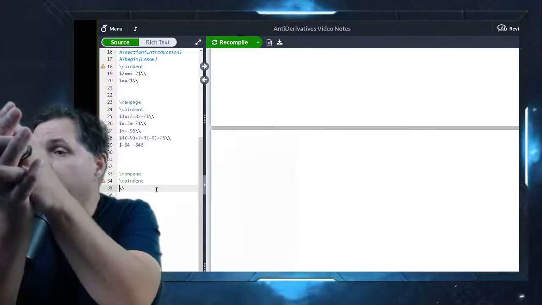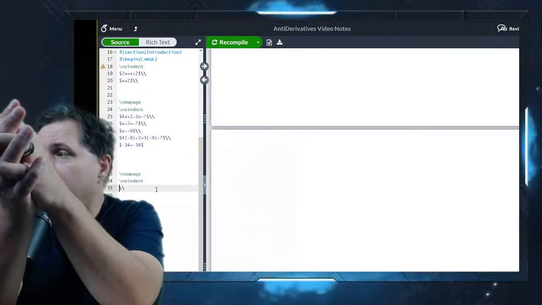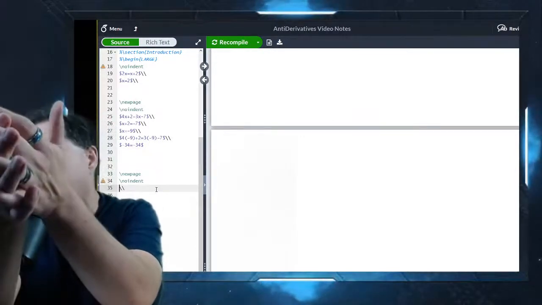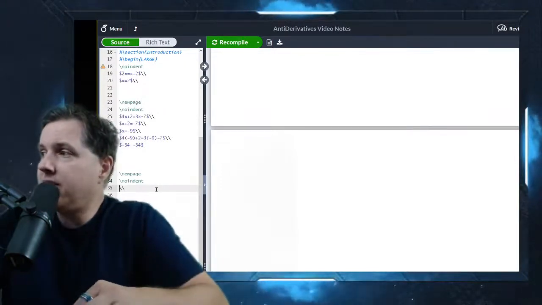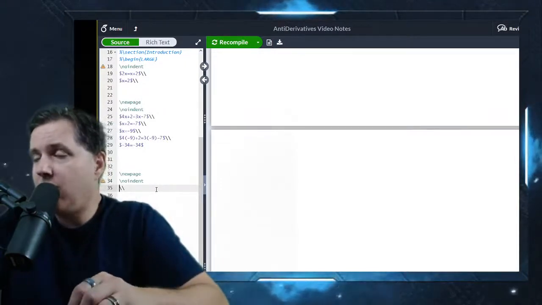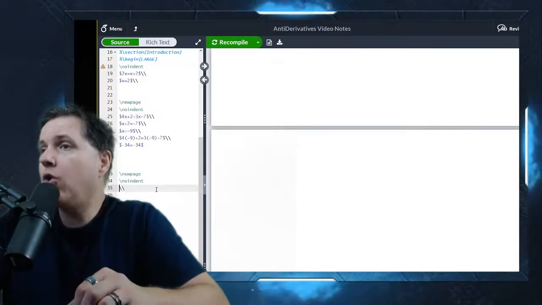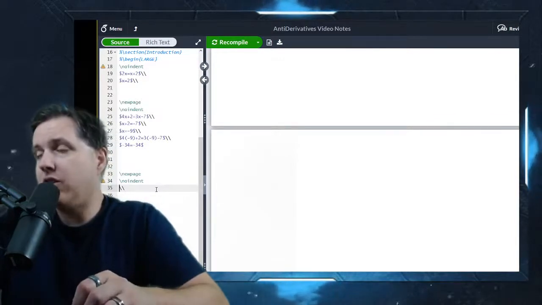Well, what if I double the weight on both sides? Will it be balanced? Yeah, it'll still be balanced, right? So we have this rule now that says we can multiply both sides of the equation by the same thing, or we can divide both sides of the equation by the same thing.